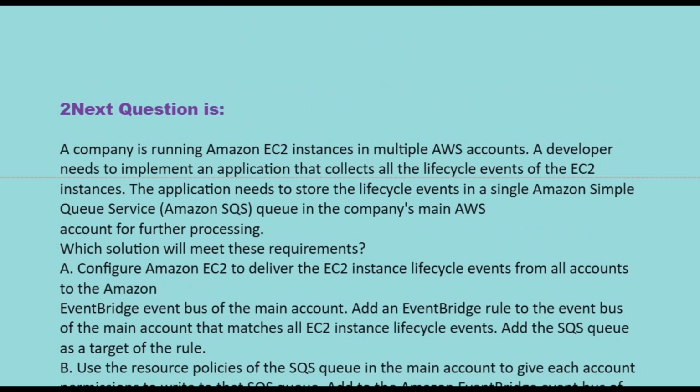Question is, a company is running Amazon EC2 instances in multiple AWS accounts. A developer needs to implement an application that collects all the lifecycle events of the EC2 instances. The application needs to store the lifecycle events in a single Amazon Simple Queue Service (Amazon SQS) queue in the company's main AWS account for further processing. Which solution will meet these requirements?